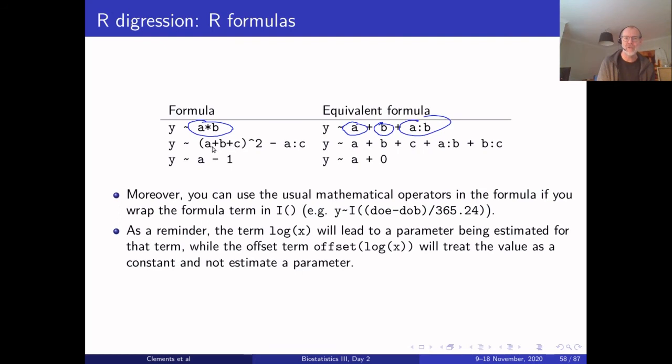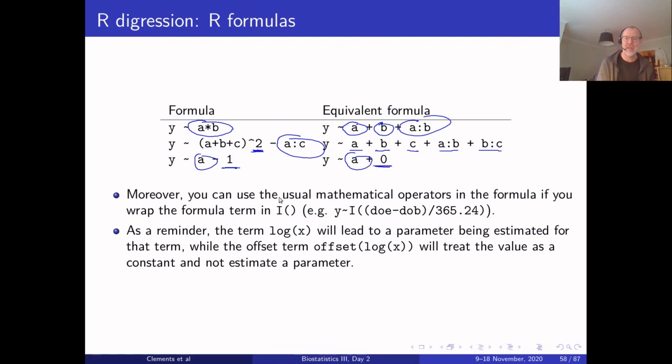We get all the two-way interactions between those, because this is squared, and then we take out the AC. So that's the main effects, AB and BC, but we excluded the interaction between A and C. And then if you've got A less the intercept, that's actually equivalent to A plus 0.